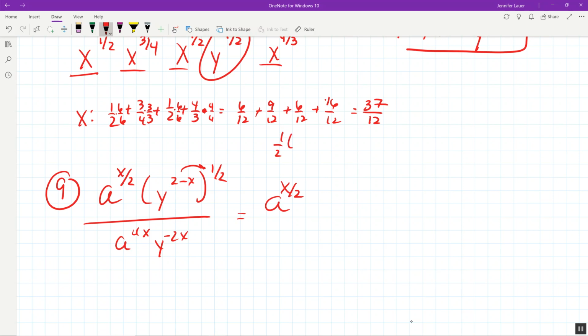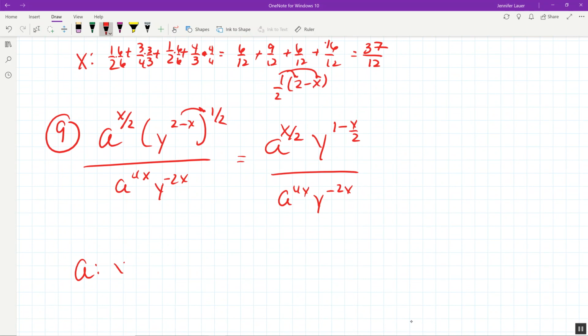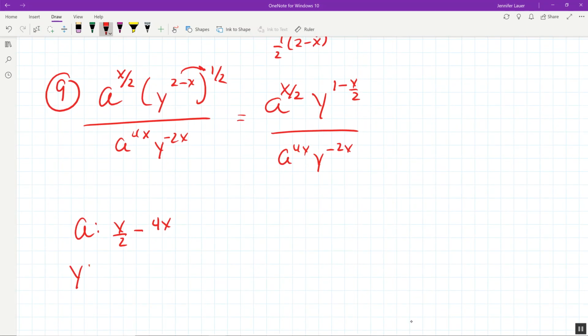So try to think of it like this. This is going to be y to the (1 minus x) over 2 if I ran this through. And then I'm just going to write this down. Now I'm ready to combine. This time I'm dividing like variables. When you're dividing like variables, you want to subtract the exponents. So on top, I need to get a common denominator of 2. So my a is done. My a is going to be to the negative 7x over 2.